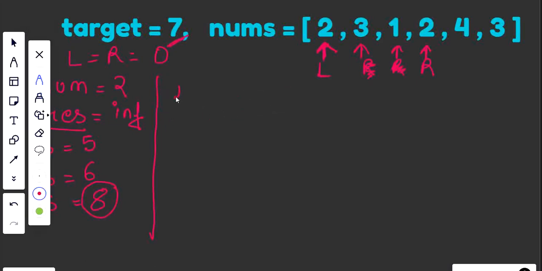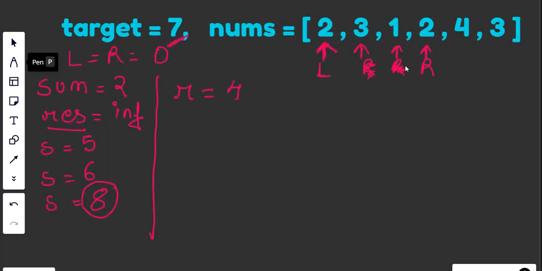So our resultant, let's just denote it by R. Our resultant length is 4. Okay, so now we have updated our resultant length, but we also have to update our left pointer because our sum is already greater than the target value. So what we will do, we will update our left pointer and move it by 1.